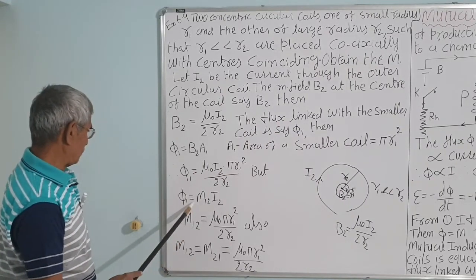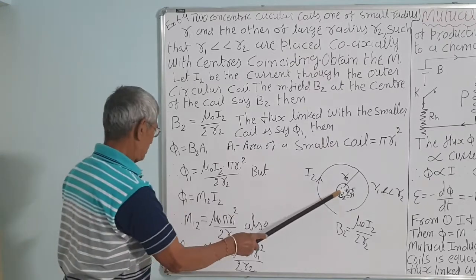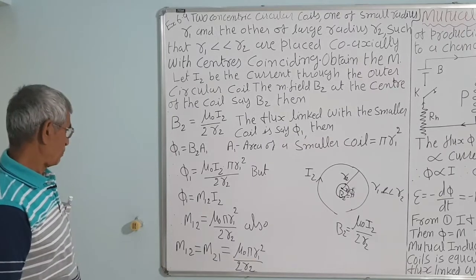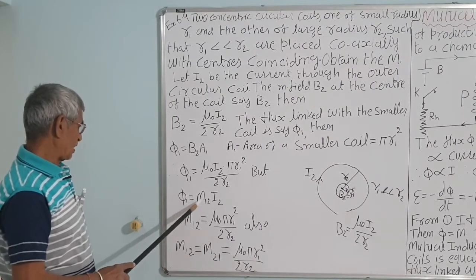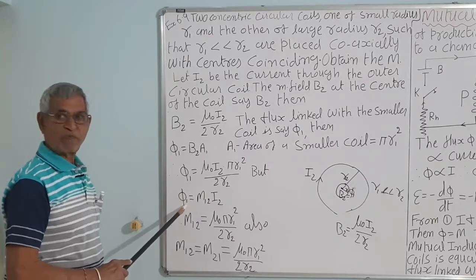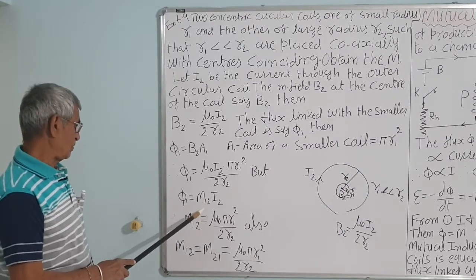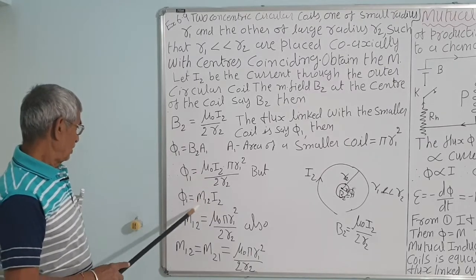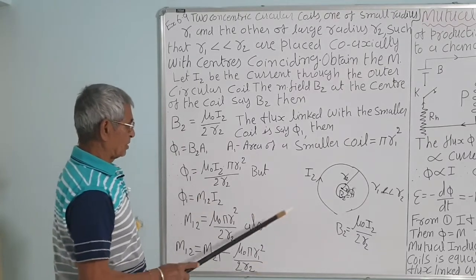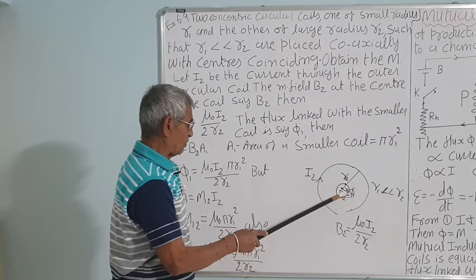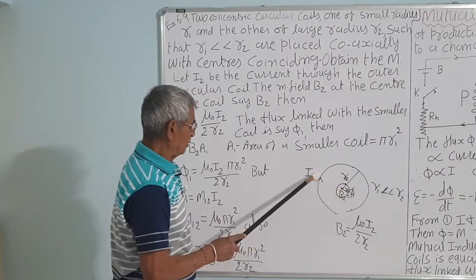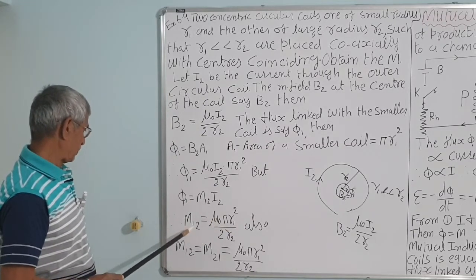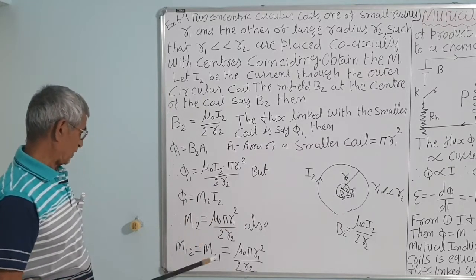But the flux phi 1 is directly proportional to the current in the bigger coil. So phi 1 is directly proportional to I2, therefore phi 1 is equal to some constant M12 into I2. We have already studied this. M12 is the mutual induction of the smaller coil with respect to the bigger coil, or one with respect to 2, we can say.